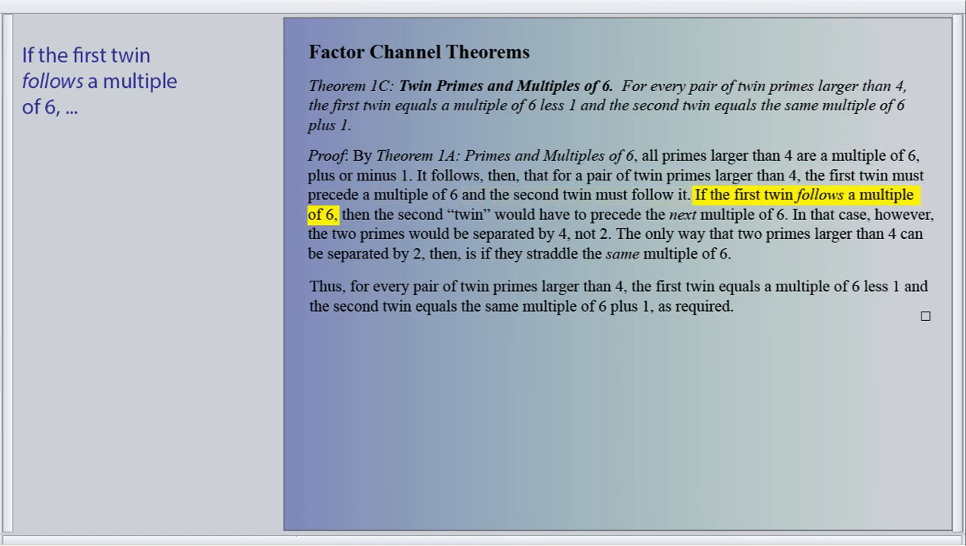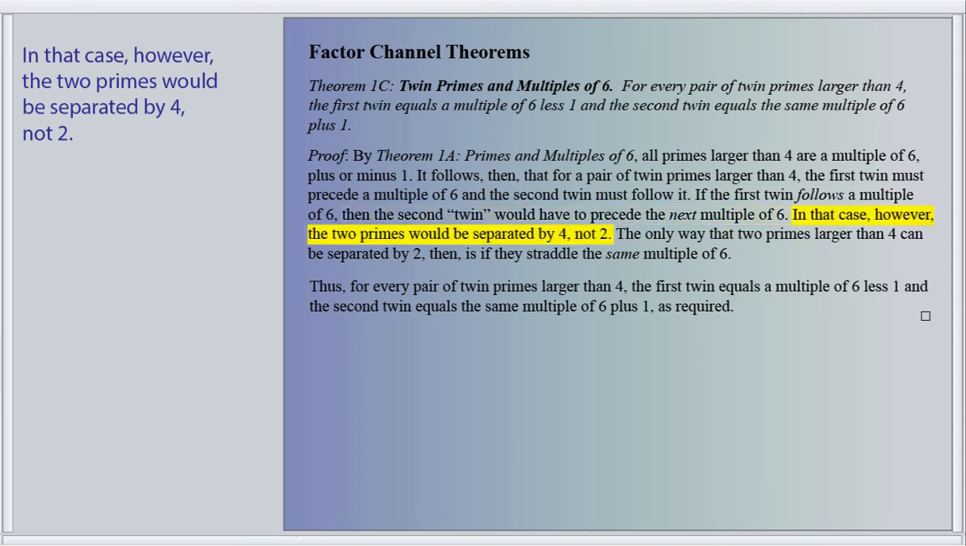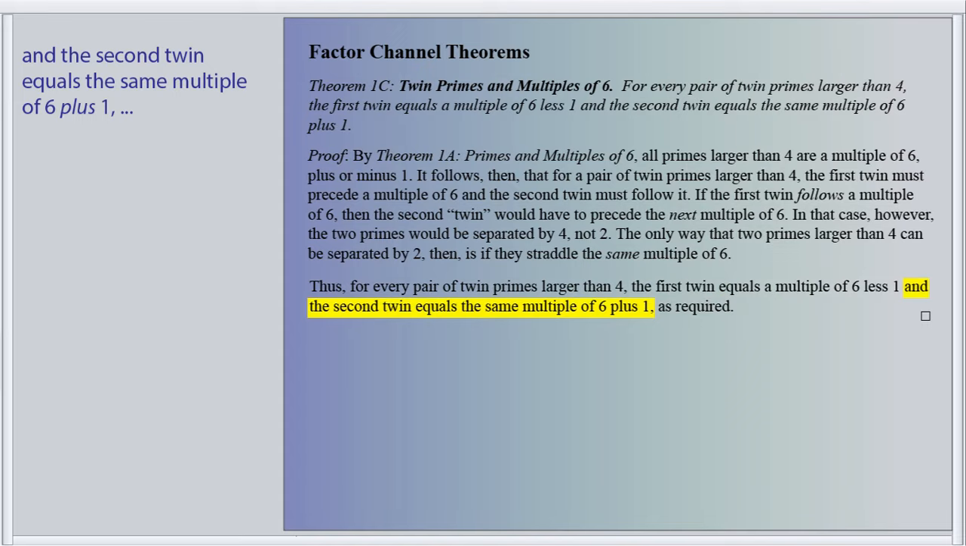If the first twin follows a multiple of 6, then the second twin, quote-unquote, would have to precede the next multiple of 6. In that case, however, the two primes would be separated by 4, not 2. The only way that two primes larger than 4 can be separated by 2, then, is if they straddle the same multiple of 6. Thus, for every pair of twin primes larger than 4, the first twin equals a multiple of 6 less 1, and the second twin equals the same multiple of 6 plus 1, as required.